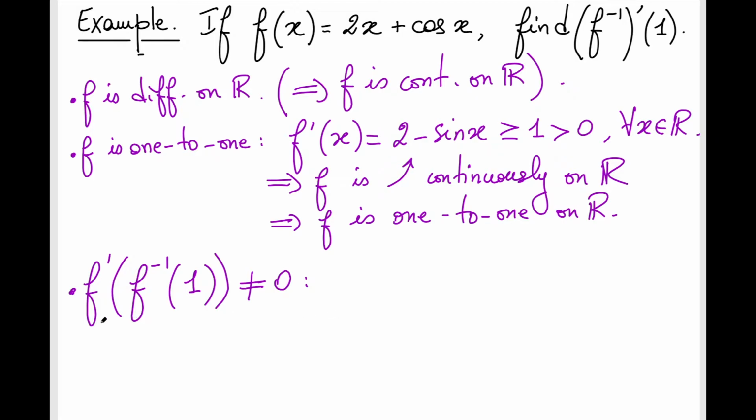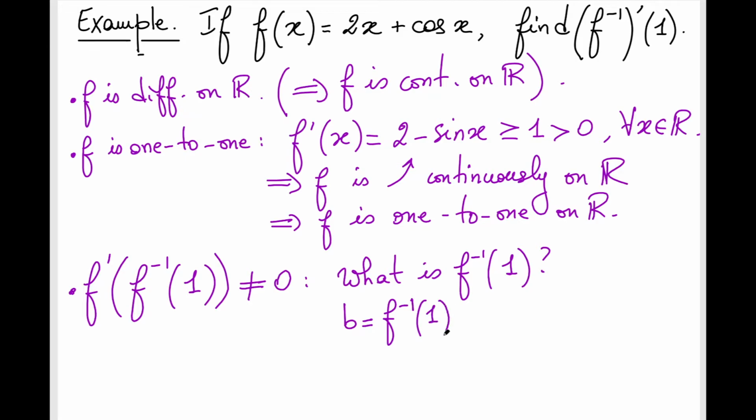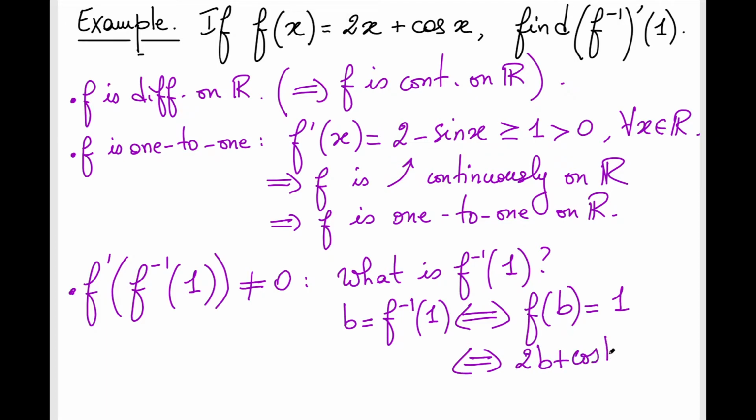Well, what is f inverse of 1? What is this guy? Well, let's give it a name. How about we call it b? So if b is f inverse of 1, that's the same thing as we discussed above. That's the same thing as saying that f of b is 1. Well, look at f of x. It's 2x plus cosine of x. That's the same then as saying that 2b plus cosine of b is equal to 1.